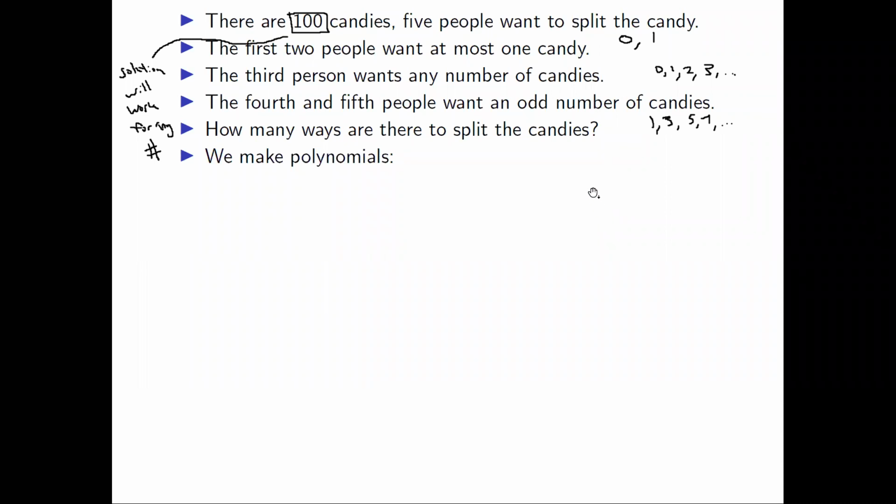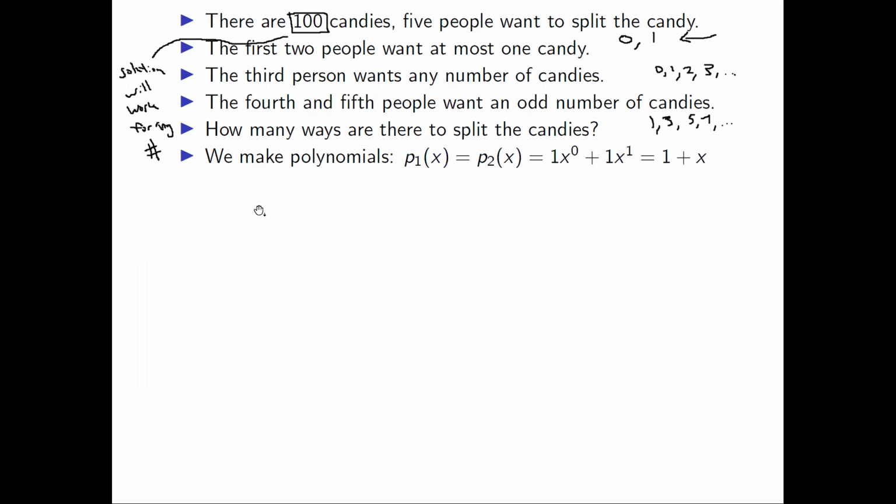So in order to use generating functions for this candy problem, we're going to make polynomials, one polynomial for each person. The polynomials are going to represent the possible numbers of candies that each person is willing to have. Since the first 2 people have the same rules, both of them want at most 1 candy. So each of them wants 0 candies or 1 candy. And so we can say both of them have the same polynomial.